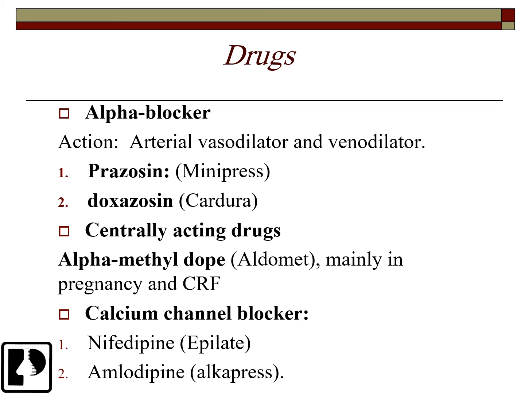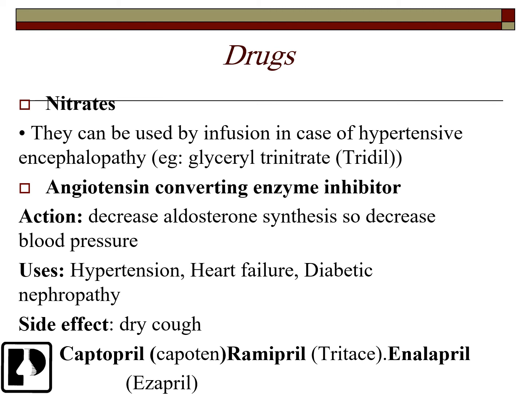Important drugs for this are nifedipine or Epilat and amlodipine or Alka-Pres. Nitrates can be used by infusion in case of hypertensive encephalopathy, and it is an emergency drug called glyceryl trinitrate or Tridil. It is used in the ICU when the patient is admitted.